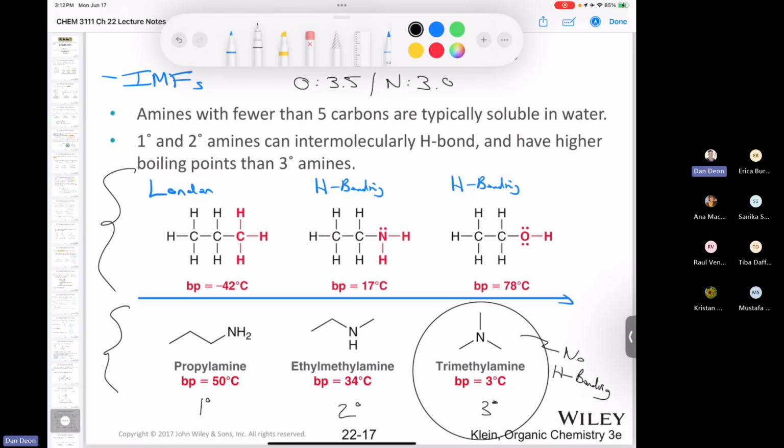Give me a thumbs up if you're with me on these rationales, or does anybody have a question about those? So you have to know that amines can hydrogen bond. It's not as strong as an alcohol.